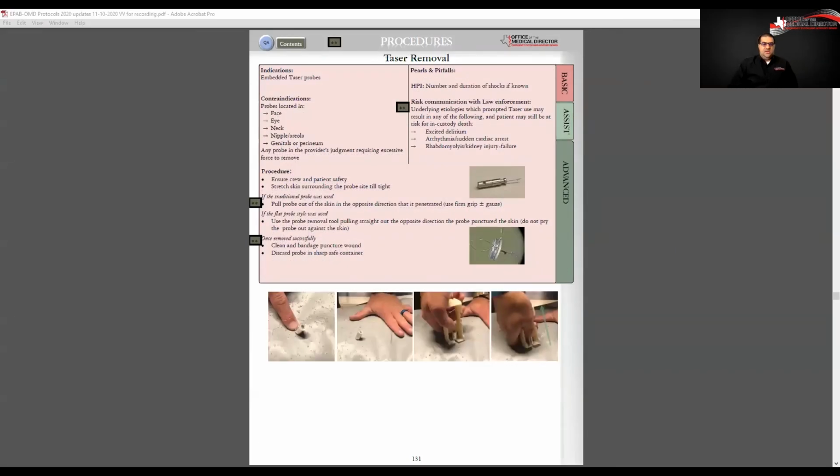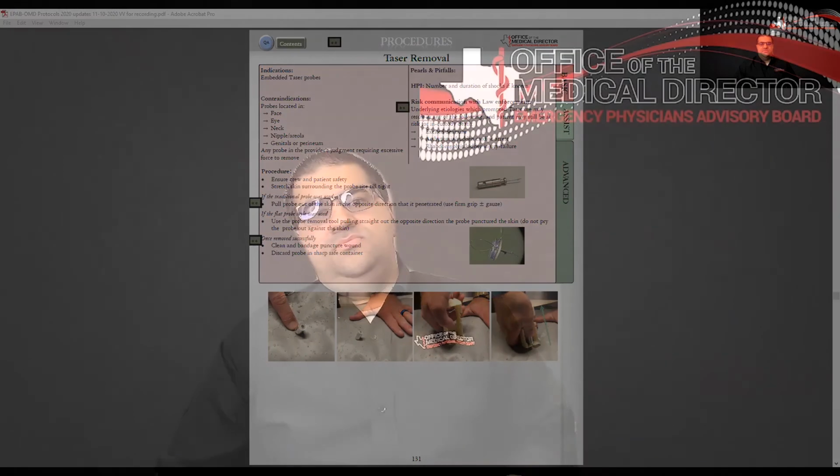And lastly, most of you are familiar now with the newer type of taser devices that are out there with some of our law enforcement officers. We've incorporated the new procedure that we trained on a year or so ago, and really just talking about the risks there and how to actually remove both the older and new style taser devices.